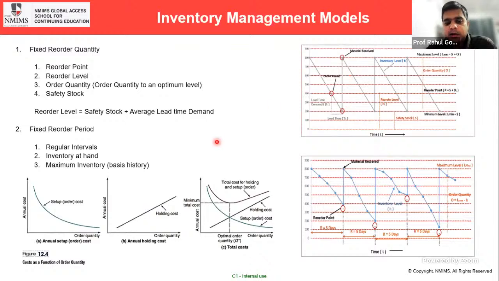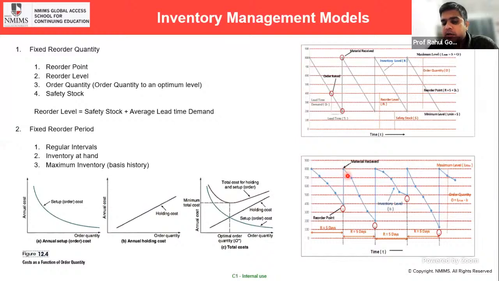Now there is a second model wherein it is a fixed reorder period. Fixed reorder period is dependent on time. Like I told you, there can be certain situations wherein the time of replenishment could be a constraint, or the shelf life could be a constraint, wherein every 5 days you have to place an order. So here you have a certain inventory, and your inventory is being consumed, and 5 days have gone. Regardless of how much you have consumed in the first 5 days, you will get these stocks.